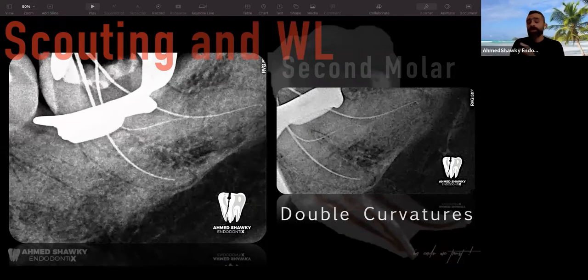And don't forget, we are not doing shaping just for reaching the apex. We are doing shaping for cleaning. I want to shape the root canal in order to be able to deliver my irrigation as close as possible to the apical part of the root canal. And that's the way I can treat apical periodontitis and prevent its recurrence.